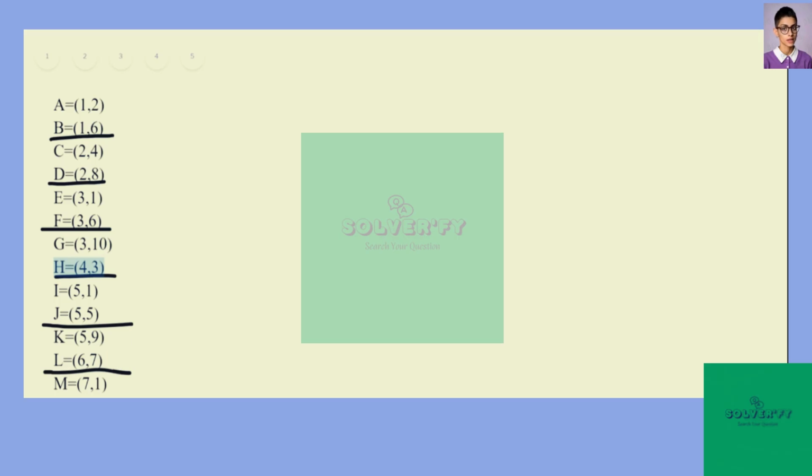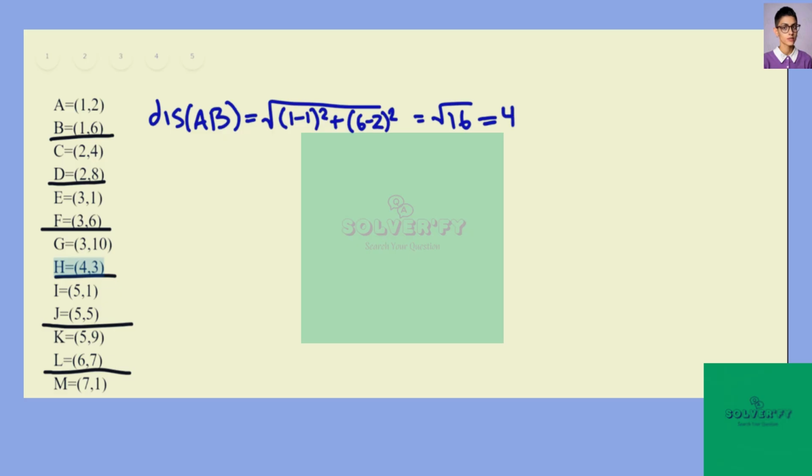So standard distance formula, it's going to be that the distance between A and B is equal to the square root of the difference between the x coordinates, so 1 minus 1 squared plus the difference of the y, 6 minus 2 squared. That's going to be 0. So we get the square root of 4 squared is going to be, of course, just equal to 4.